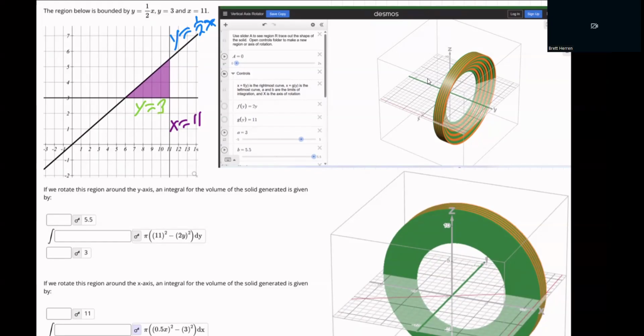And now we're going to rotate it two ways. First, we're going to rotate this region around the y-axis, set up an integral for the volume created. Then we're going to rotate it around the x-axis and set up an integral for the volume created there. It's going to be two different three-dimensional shapes depending on how we rotate this thing. So let's start with the first one, y-axis. Going to rotate it about the y-axis. That means I'm going to grab this chunk and rotate it that way about that y-axis.